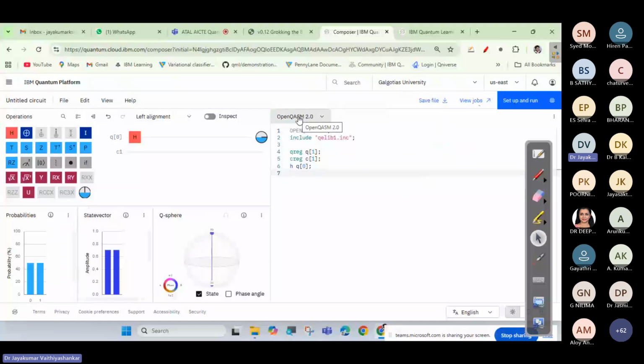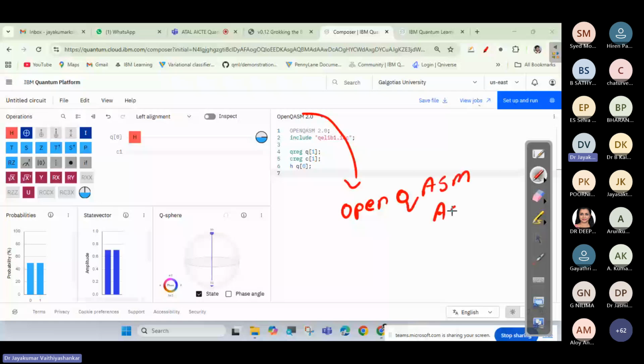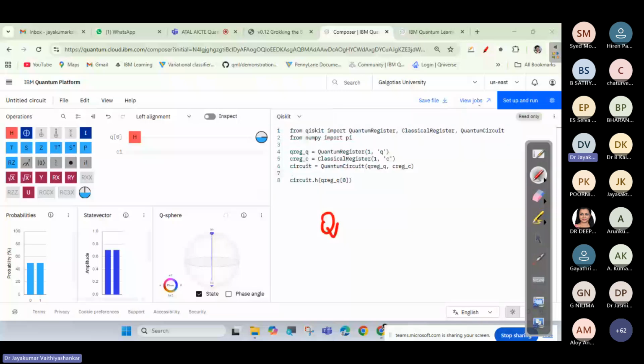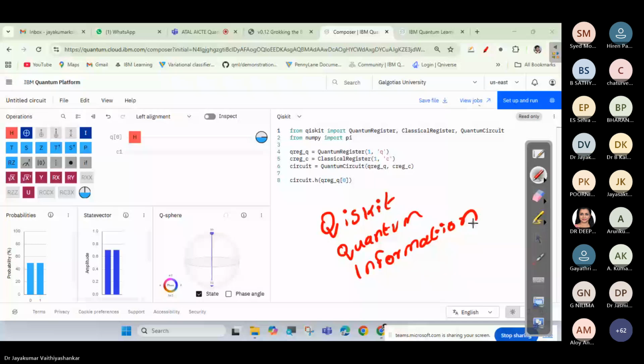So here you can see OpenQASM. OpenQASM stands for Open Quantum Assembly Language. Okay. So click here, select Qiskit. Qiskit stands for Quantum Information Science Toolkit. So I try to vary color for easier understanding. Qiskit, Quantum Information Science Toolkit.